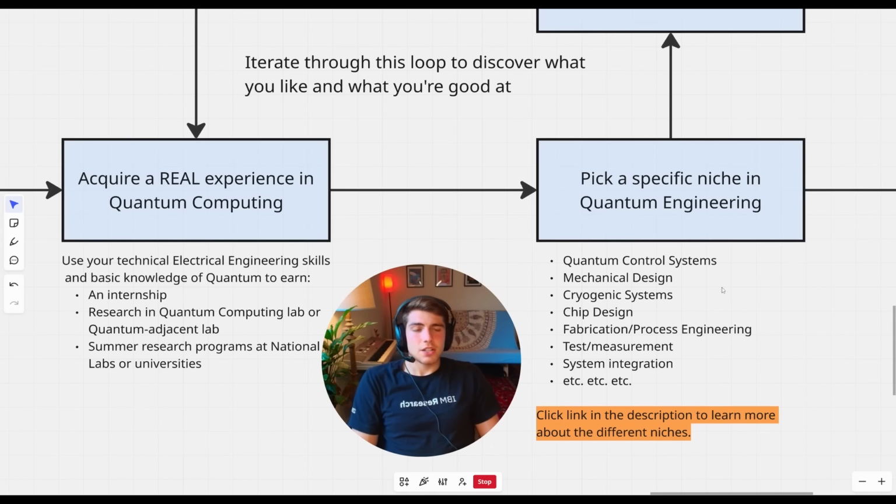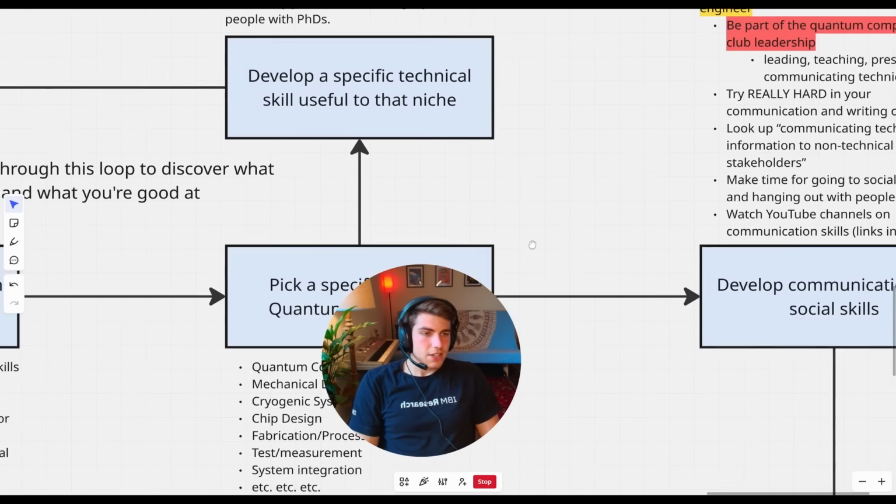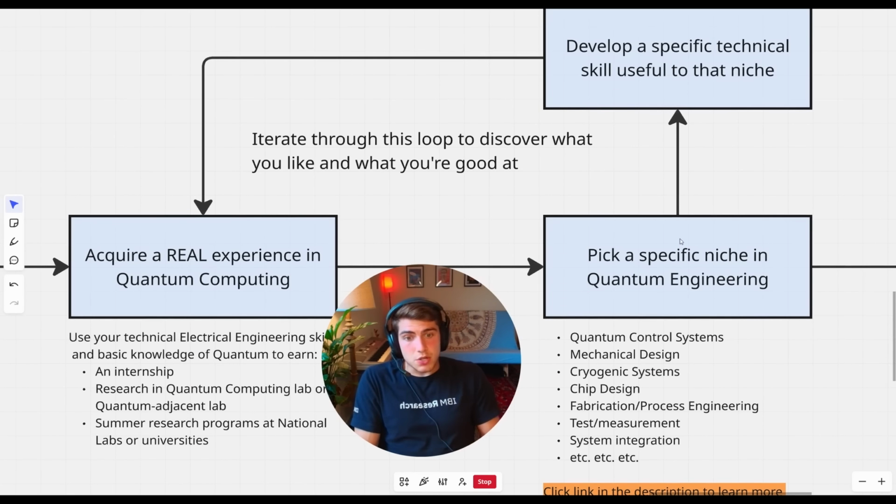So I dedicated myself to the quantum control systems niche. I continued developing that specific technical skill. And then from there, you just finish up school. Then from there, you're almost ready to get a job, right? So if you're doing an internship, for example, just try really hard to get a return offer. And if you don't, that's fine. We'll talk about that later.